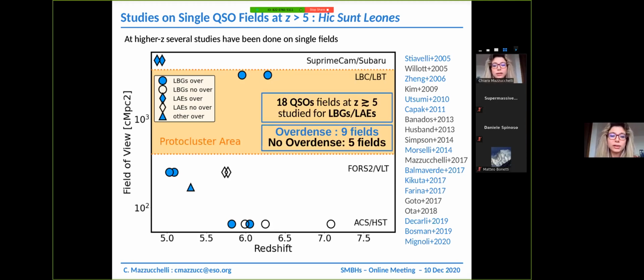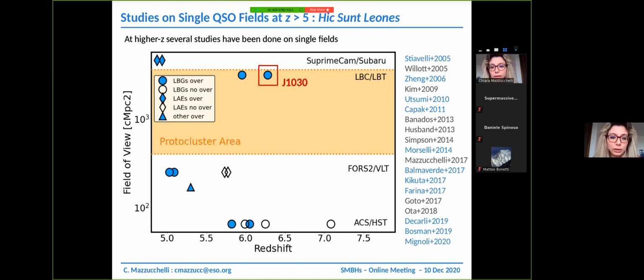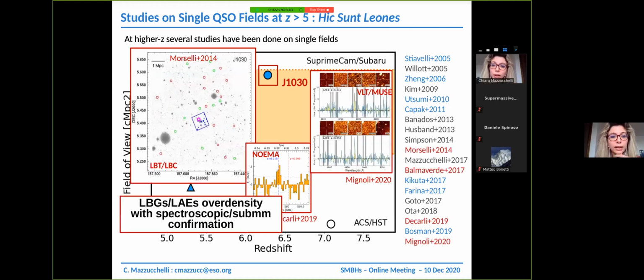So in this case, you see that there is a mixture of results. There have been 18 quasar fields studied so far at redshift greater than or roughly 5 for LBGs and Lyman-alpha emitters, and 9 have been found overdense, while 5 have been found with no overdensity. I'm just citing one example. One that has been particularly studied is J1030, which has been studied with a plethora of instruments, first in imaging with HST and then by Morselli with the LBT, and later on several follow-up observations with submillimeter and optical facilities such as MUSE have confirmed the presence of an overdensity around the source.